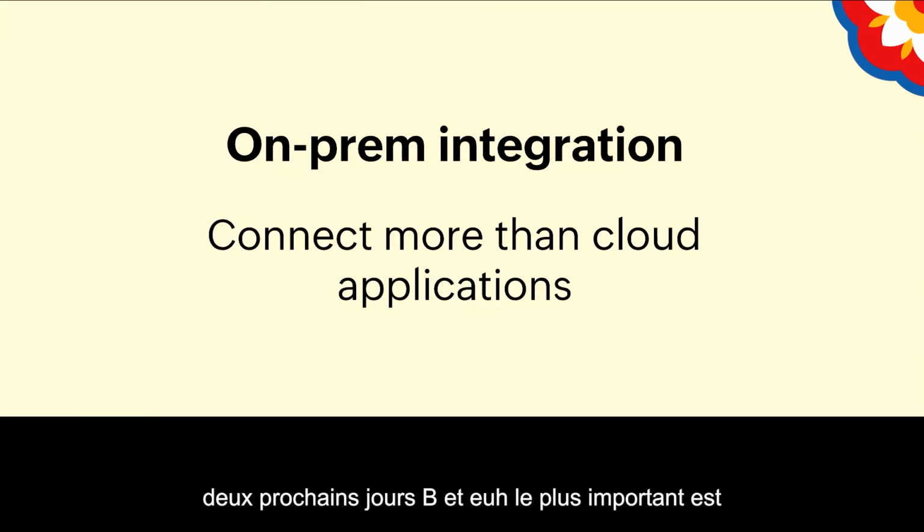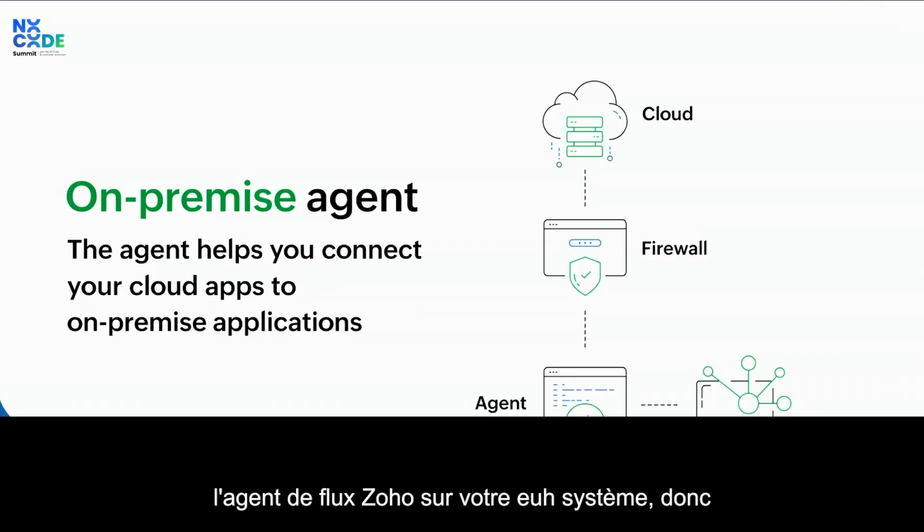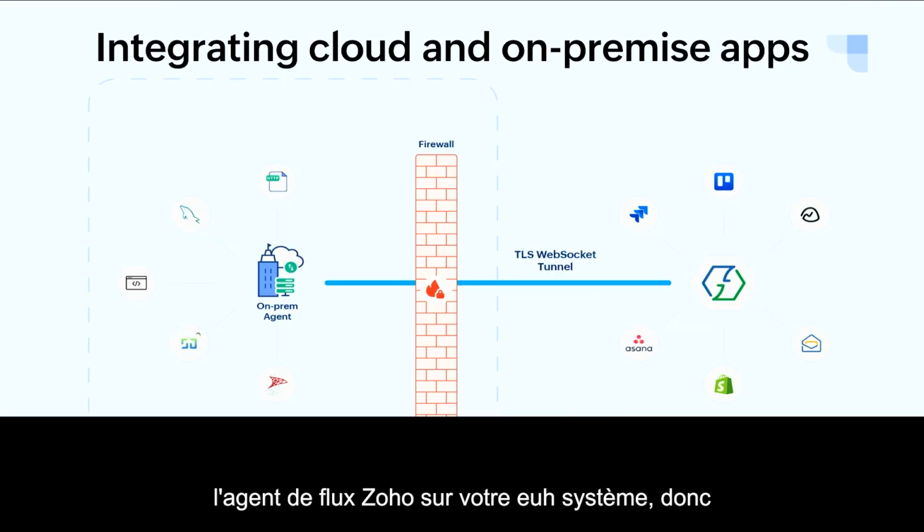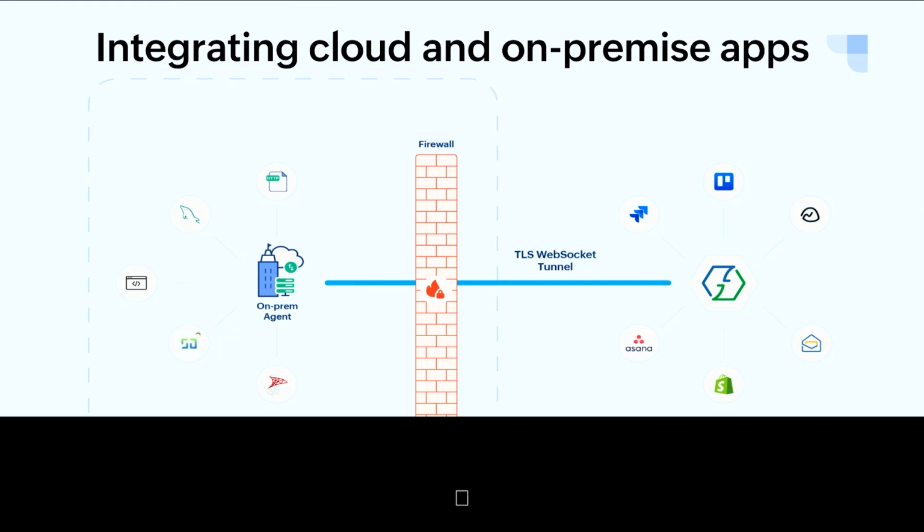And the big one is the on-prem integration. So this lets applications on your server interact with the cloud platform. And that can be done by installing the Zoho Flow agent on your system. So this is how the diagram works. So all the data, if you want your data to be on your server, we allow that, and we'll allow the facility for you to integrate with your cloud applications as well.